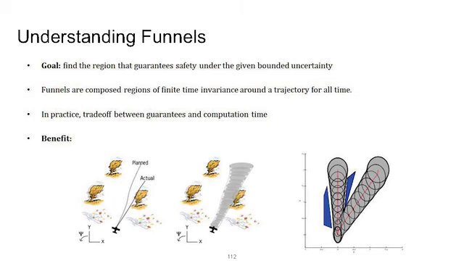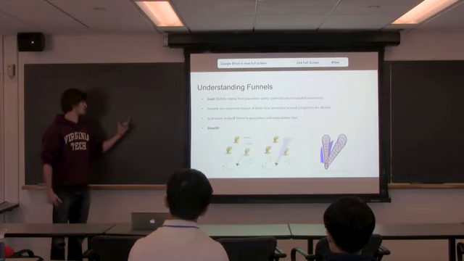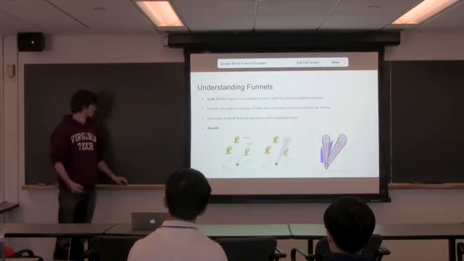Okay, so funnels. The goal is basically to find a region that guarantees your safety under a bounded uncertainty. So there are regions of finite time invariance throughout all time during that trajectory that you define. In practice, there's a trade-off between computation time and guarantees. If you compute more nodes along your trajectory, then you're going to be able to fill in these little gaps between each of the ellipsoids. Whereas if you use fewer, it's going to take less time to compute each ellipsoid, but it's also not going to be as guaranteed.